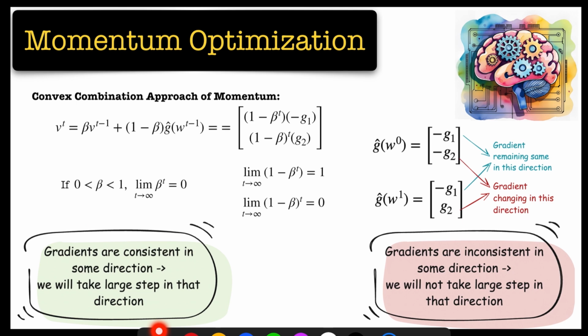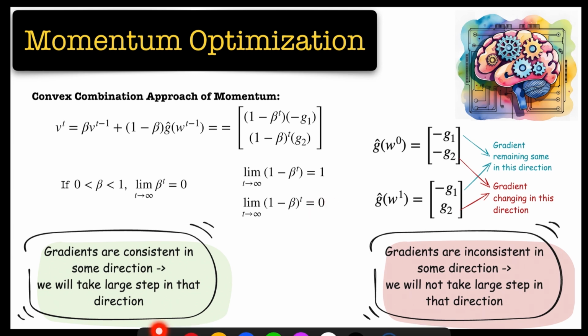So what we are getting here is that the gradients in the first direction were the same, right? In G hat of W0 we see minus G1, minus G1. So gradients are the same in the first direction, and in this case we are getting 1. For the second row, gradients are not the same. It is taking a different direction, minus G2 and G2, that means a totally different direction. So it is tending towards 0.